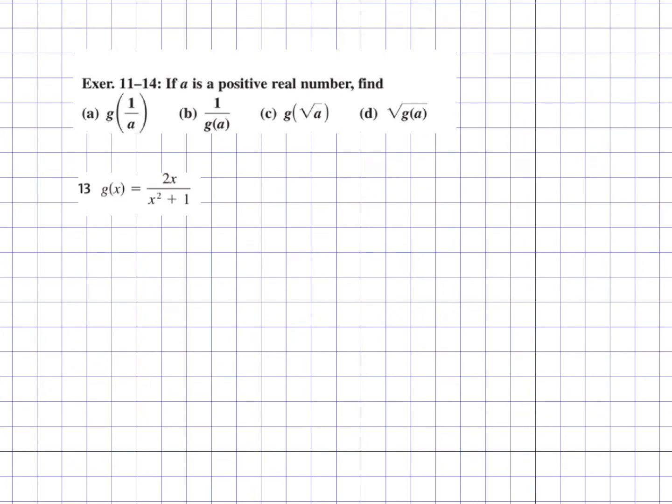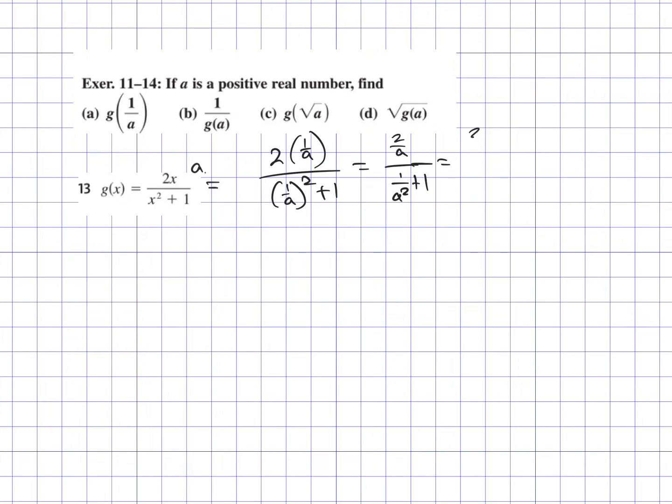Okay, so now we're going to do a little more complex problem here. We're going to put 1 over a in for every x value. All right, so this is part A. 2 times 1 over a, and 1 over a squared plus 1. So this becomes 2 over a in the numerator, and 1 over a squared plus 1.